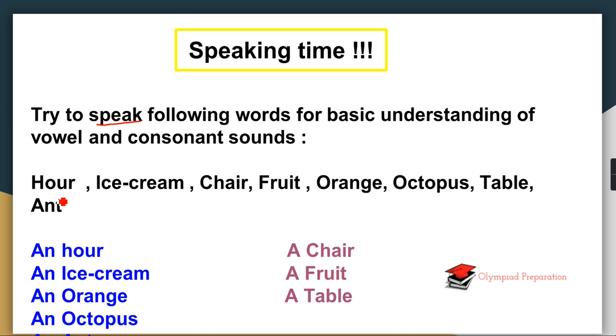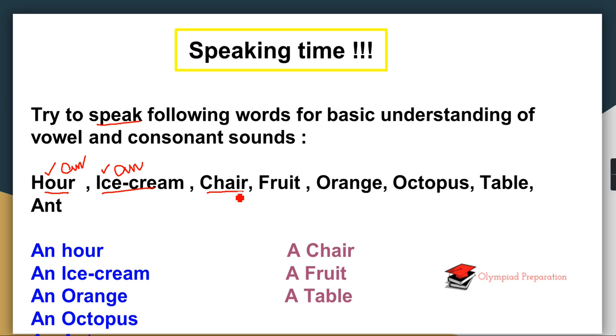Right? For example, here you can see what is written: hour. Here H is silent. While we speak this word, the H sound is silent, so we use an. So, here we will write an hour. Ice cream. While speaking this word ice cream, the first sound is a vowel sound, I. So, we always use an before ice cream.